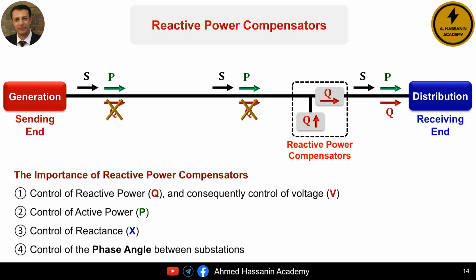Accordingly, we understand that the devices used for reactive power compensators, whether they are installed in series or in parallel with the components of the electrical network, whether traditional equipment or modern electronic devices known as FACTS, flexible AC transmission systems, have the following main functions. First, primarily controlling the value of reactive power and thus enabling control over the voltage level. Second, also controlling the active power. Third, controlling the value of reactance, whether inductive reactance or capacitive reactance, and therefore, of course, controlling the overall impedance of the network. In addition, they provide control over the phase angle between different stations.